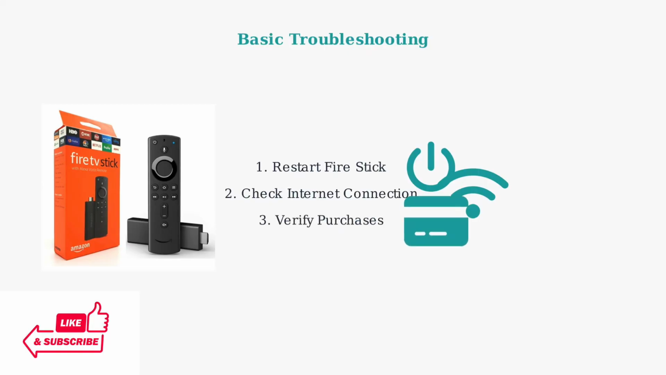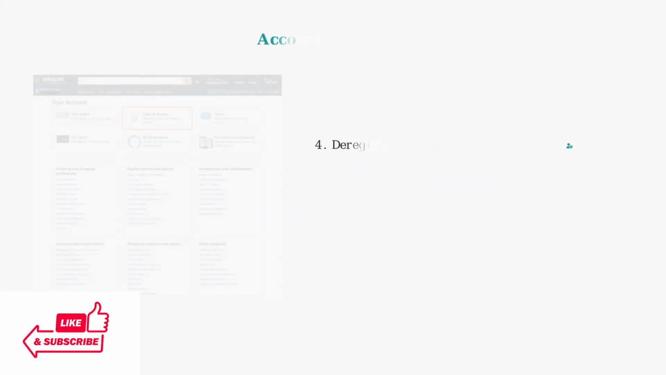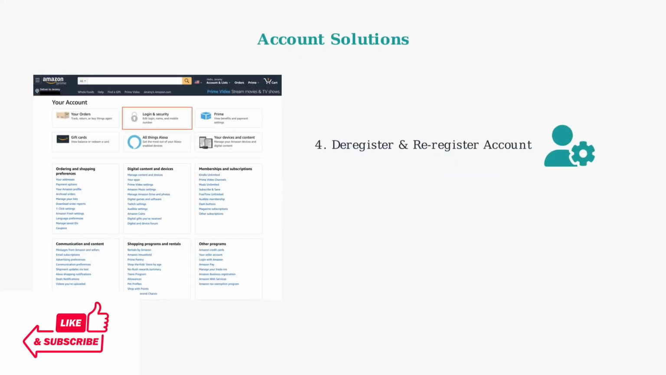Verify that your purchases went through by checking your financial account or credit card statements to ensure the transaction was completed successfully. If basic steps don't work, try account-related solutions. Deregistering your Amazon account on the Fire Stick and then logging back in can refresh your content entitlements.